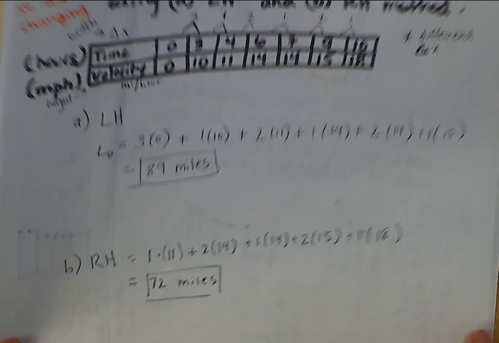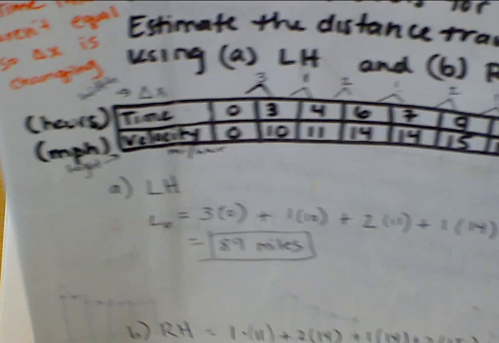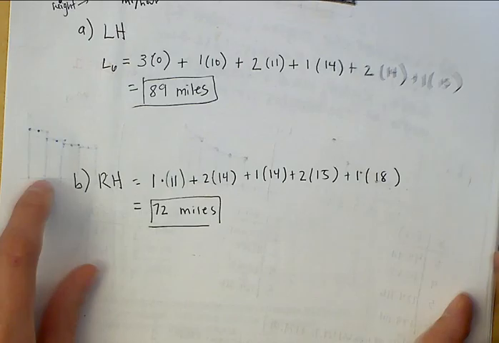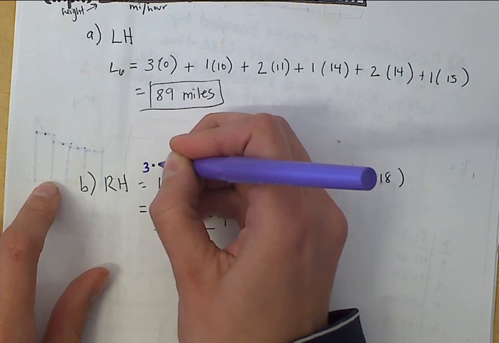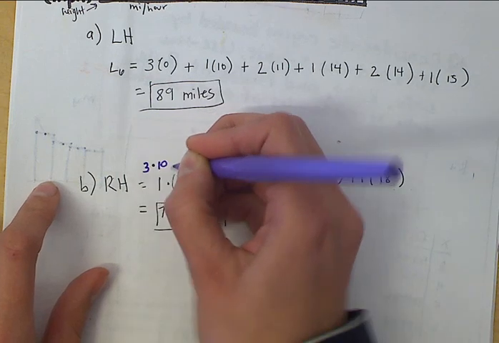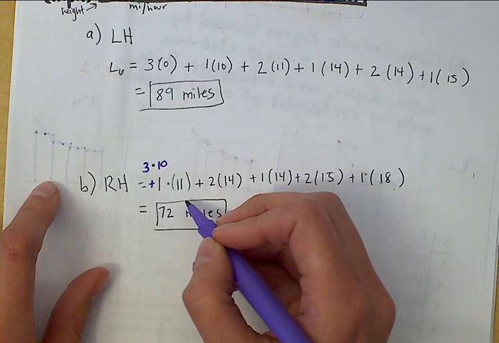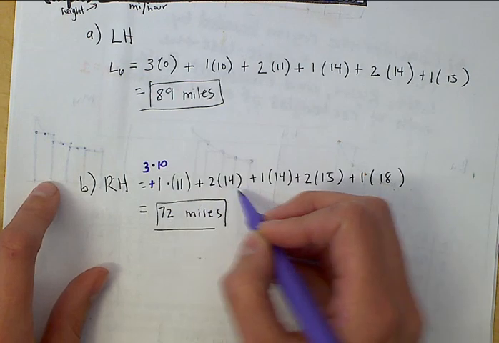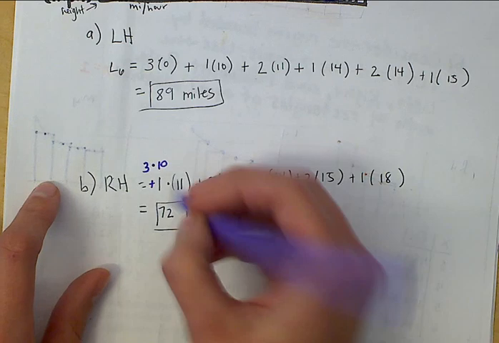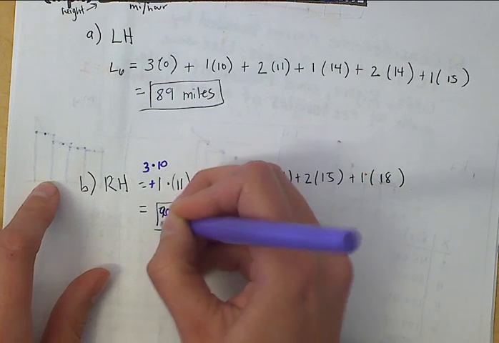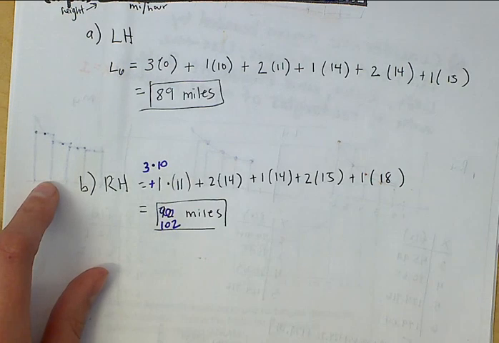Oh wait, I made a mistake. Oops. I think that I forgot the first one, I noticed, because I didn't have enough. So you should have started with 3 times 10, then plus 1 times 11, then 2 times 14, and 1 times 14. There. Now this is correct, so I need to add 30 to this. So this should have been 102 miles. Let me know if this is still wrong.